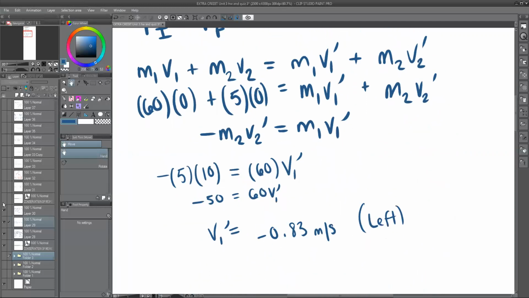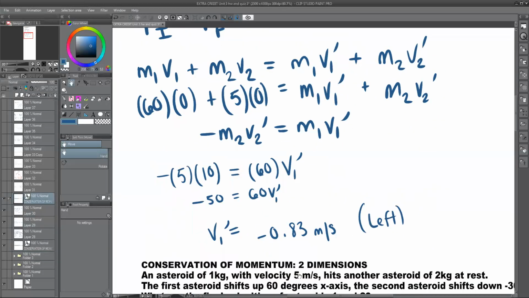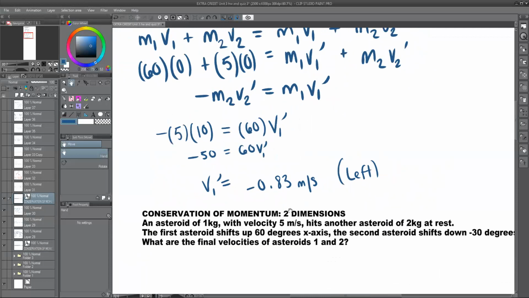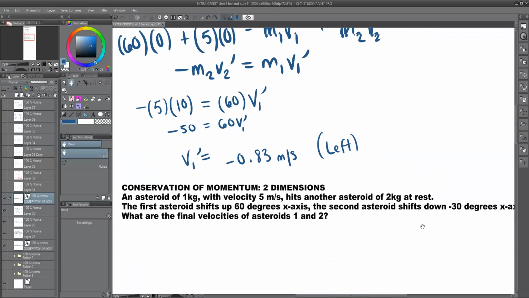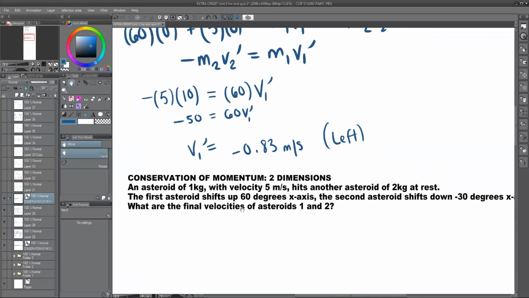Okay, so that's our first problem. So that's pretty easy. So the second one is in two dimensions, so it's a little bit more complex. An asteroid of 1 kilogram with a velocity of 5 meters per second hits another asteroid of 2 kilograms at rest. The first asteroid shifts up 60 degrees on the x-axis, and the second asteroid shifts down 30 degrees on the x-axis. What are the final velocities of asteroids 1 and 2?